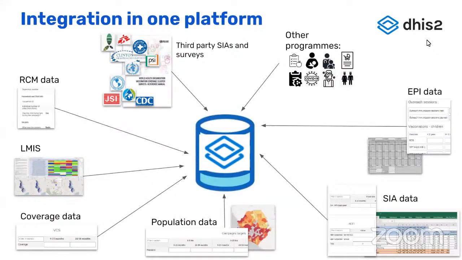So the idea is, of course, as we're saying up till now, to put everything in one platform. So you can have your routine data, your EPI data, but you can also bring in your SIA data, your RCM data, your population and coverage data. Of course, we have the component of logistics, cold chain and supply. And of course, you can have other programs, as we said. We can have nutrition, we can have maternal and child health, or for example, any kind of immunization activities that go hand in hand with key groups of populations. So for example, older populations, or for example, healthcare workers.